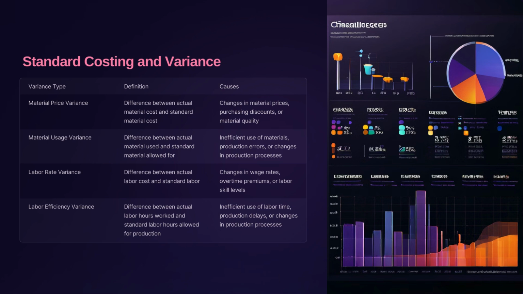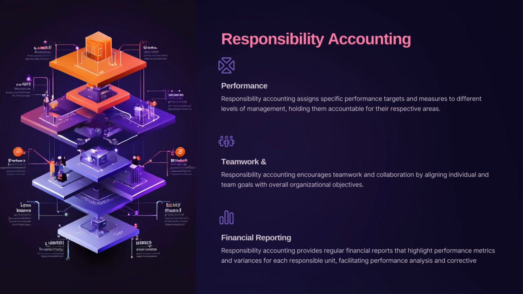Labor rate variance. Difference between actual labor cost and standard labor cost. Changes in wage rates, overtime premiums, or labor skill levels. Labor efficiency variance. Difference between actual labor hours worked and standard labor hours allowed for production. Inefficient use of labor time, production delays, or changes in production processes. Responsibility accounting. Performance measurement.